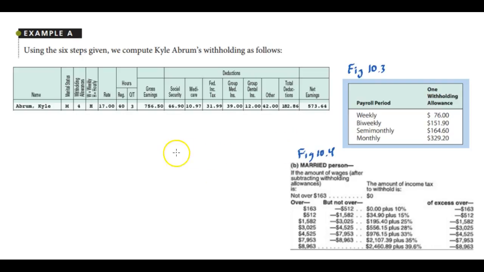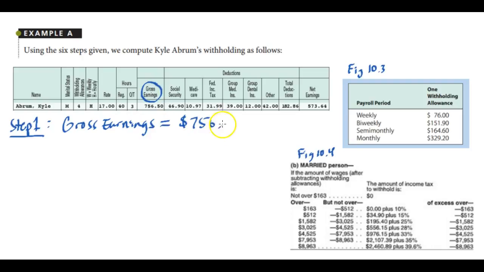So now let's get into the problem. The first step is to determine the employee's gross earnings. Kyle's gross earnings are given in this table. So step 1, gross earnings is equal to $756.50.